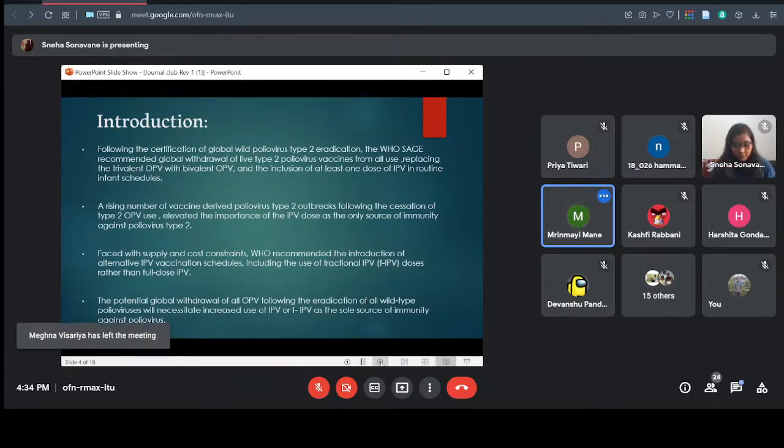So for the control and eradication of poliovirus, the preferred vaccines were trivalent oral polio vaccine, which is a live attenuated type of vaccine, and it contains all three virus serotypes. And along with this, a trivalent injectable polio vaccine, which is an inactivated type of vaccine, was also used in some high-income countries.